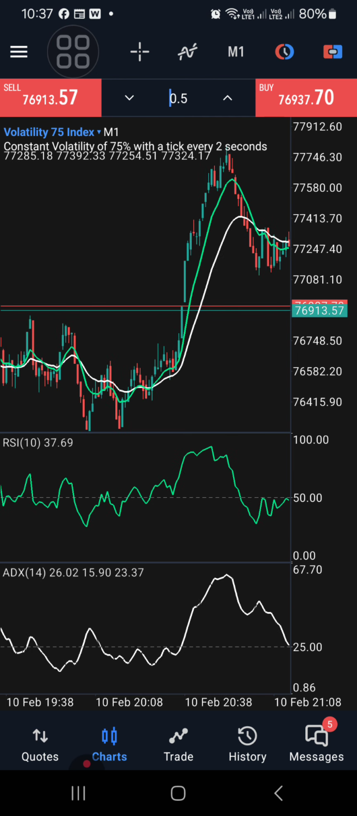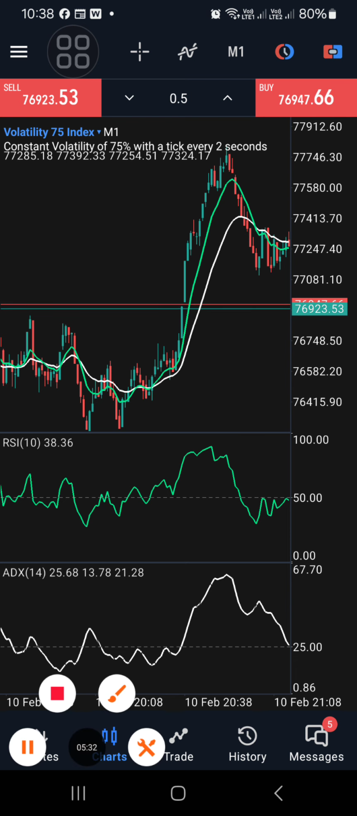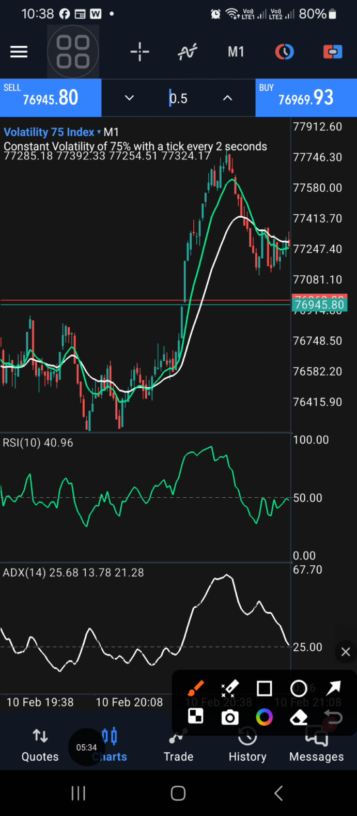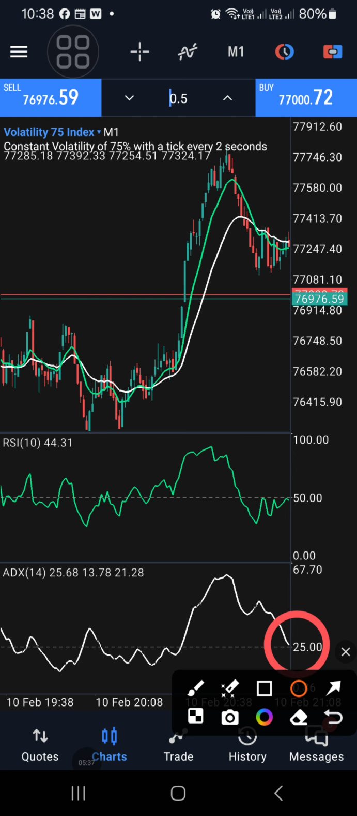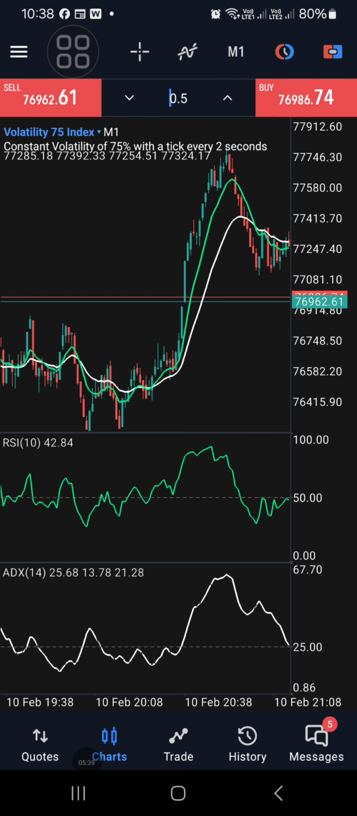This one is a non-directional indicator. We don't use it to see if the market is moving up. It just measures the strength of the trend. Do we have a strong trend moving upwards, or do we have a strong trend moving downwards? If it's strong, it's above level 25. Basically, that's how this ADX works, and we'll be concentrating on the level 25 here.